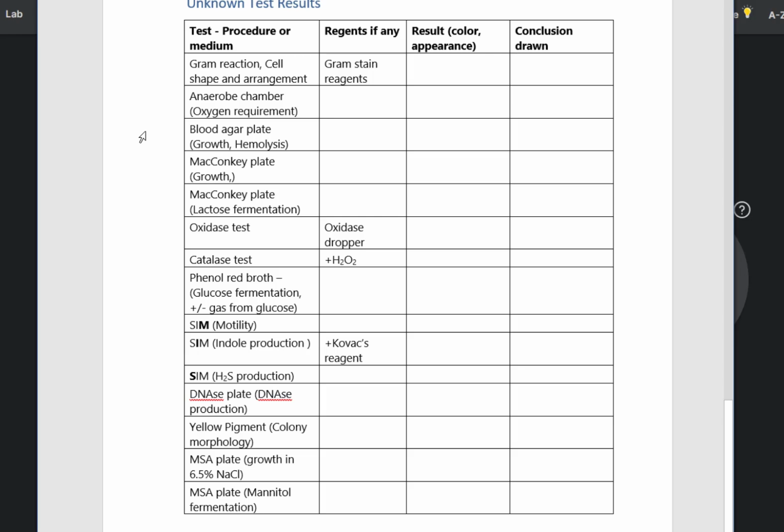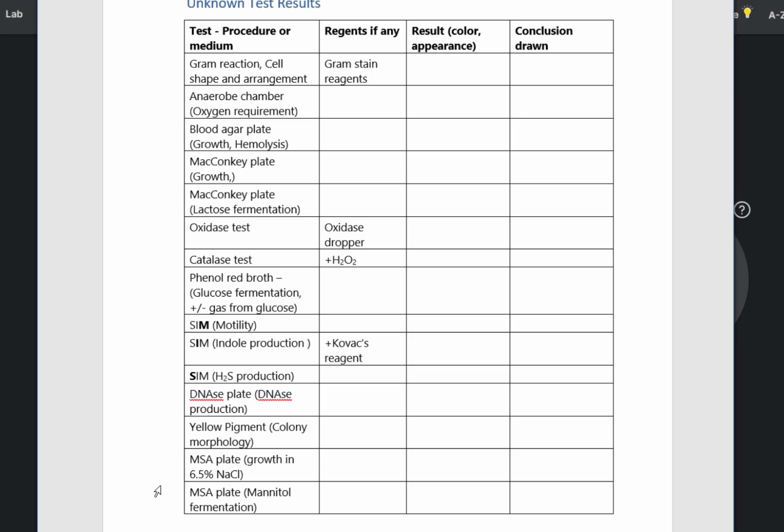We can also look for hemolysis, and look at MacConkey agar. We look at growth and lactose fermentation. We look at two enzymatic tests, the oxidase test and the catalase test. We look for glucose fermentation in the phenol red broth. We look for motility, indole production, and sulfide production. Then we also have the DNase plate, where we look for the enzyme DNase. We look for some pigmentation. We have the mannitol salt agar plate, where we can see whether the organism can grow on salt and also ferment mannitol. So these are our key tests, what we usually do.